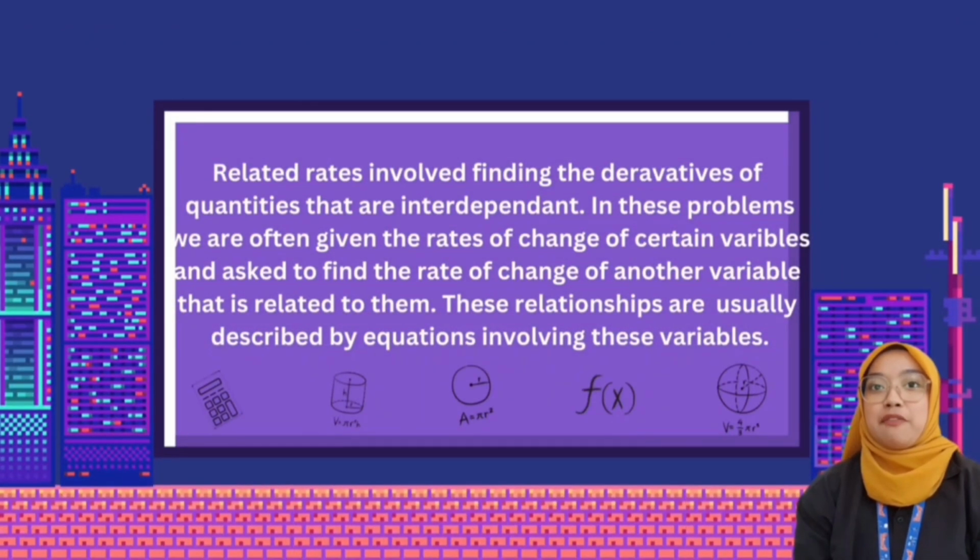Related rates involve finding the derivatives of quantities that are interdependent. In these problems, we are often given the rates of change of certain variables and asked to find the rate of change of another variable that is related to them. These relationships are usually described by equations involving these variables.